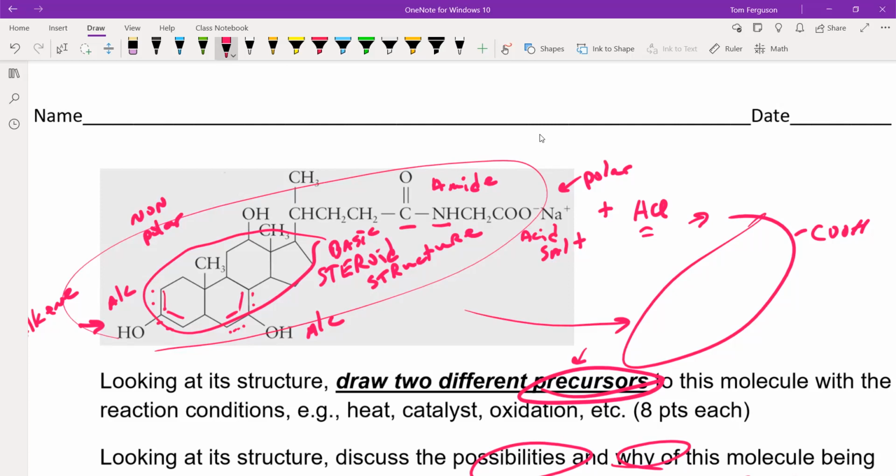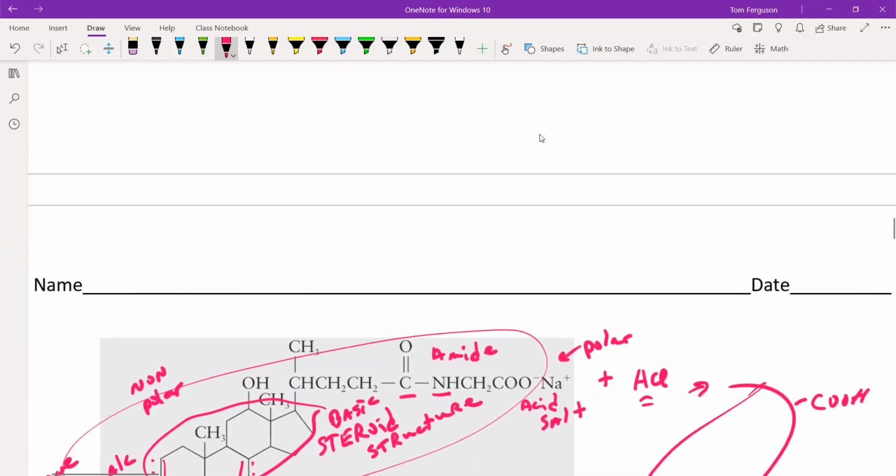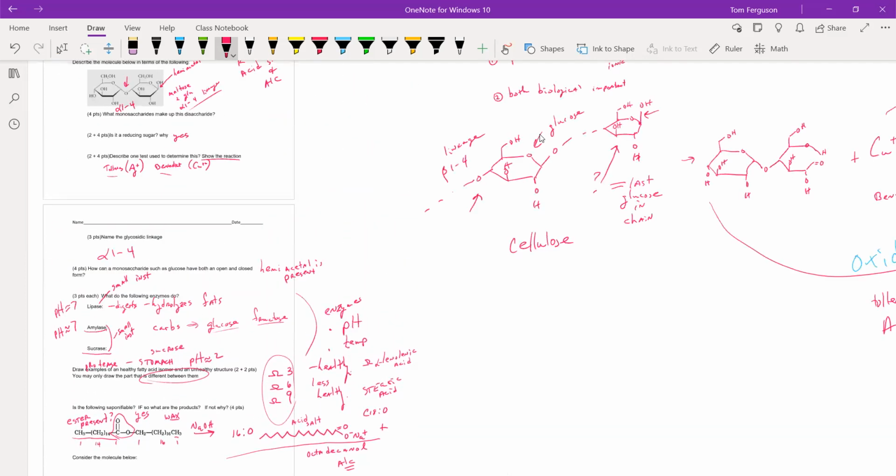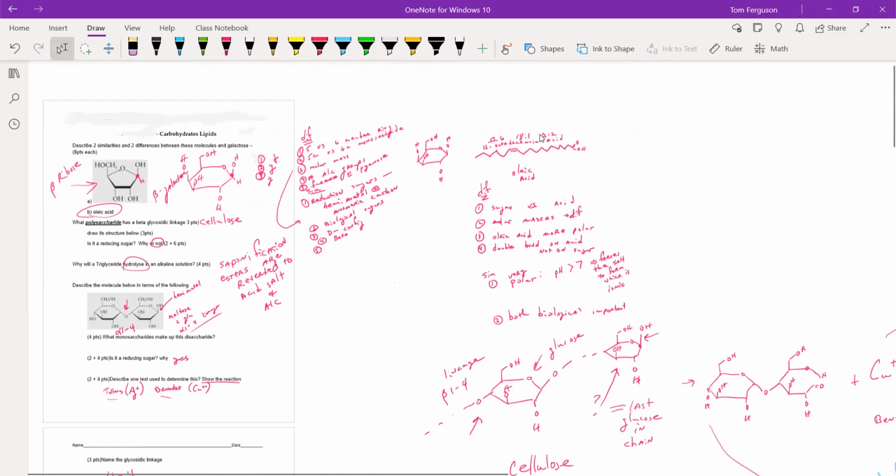So, all right, are there any questions about this test? What's nice about this test is it pulls together a lot of the stuff we've been learning on a small scale.